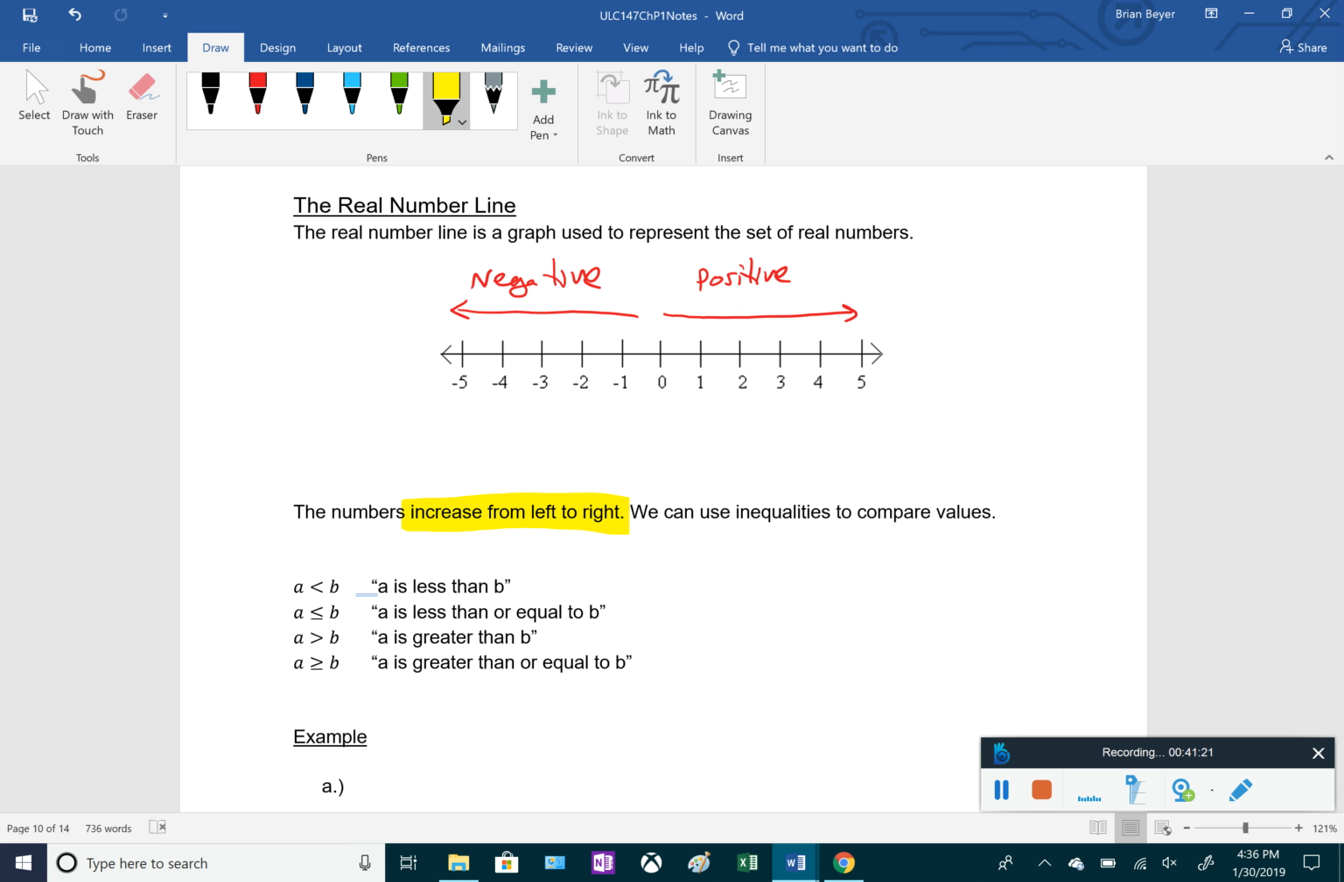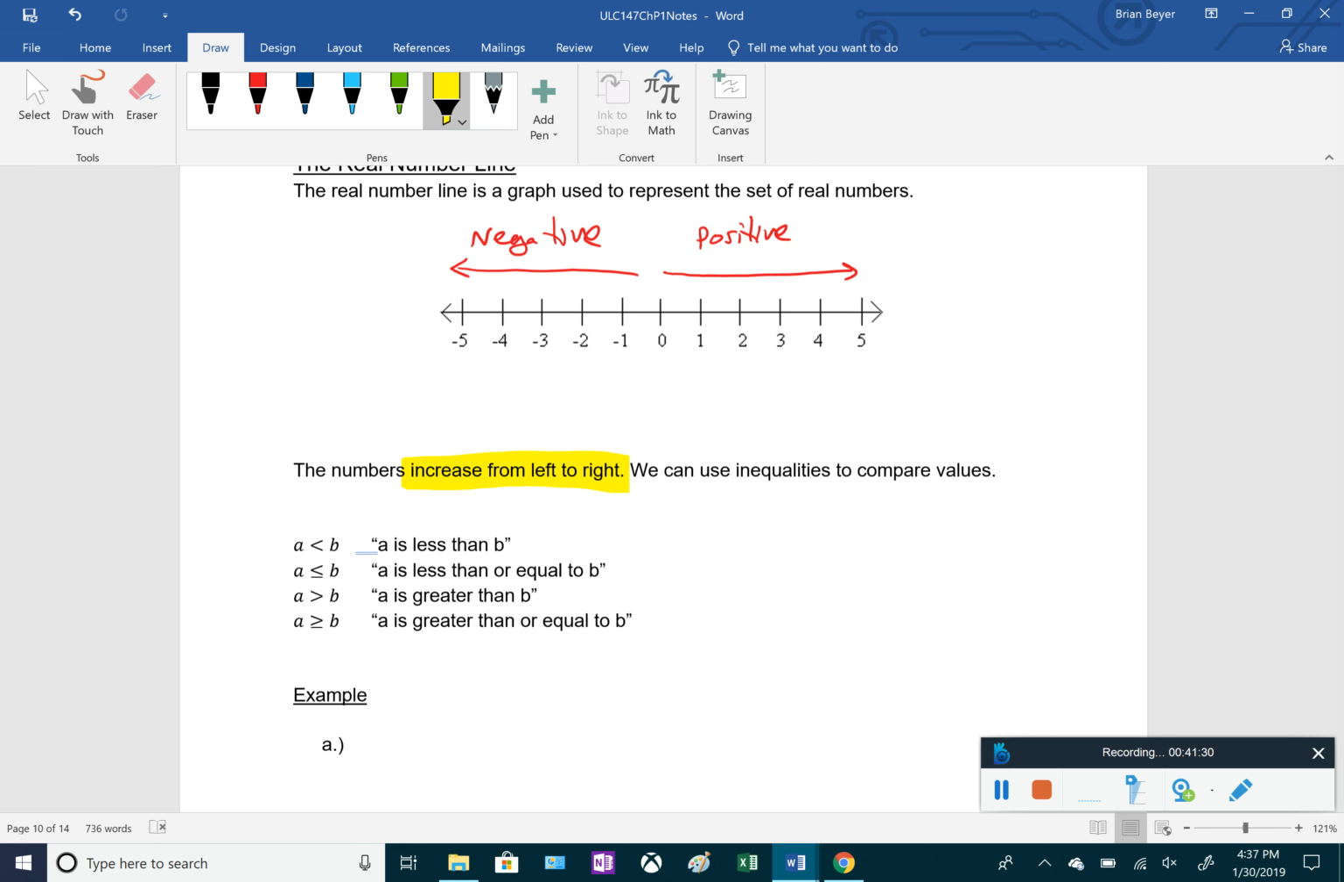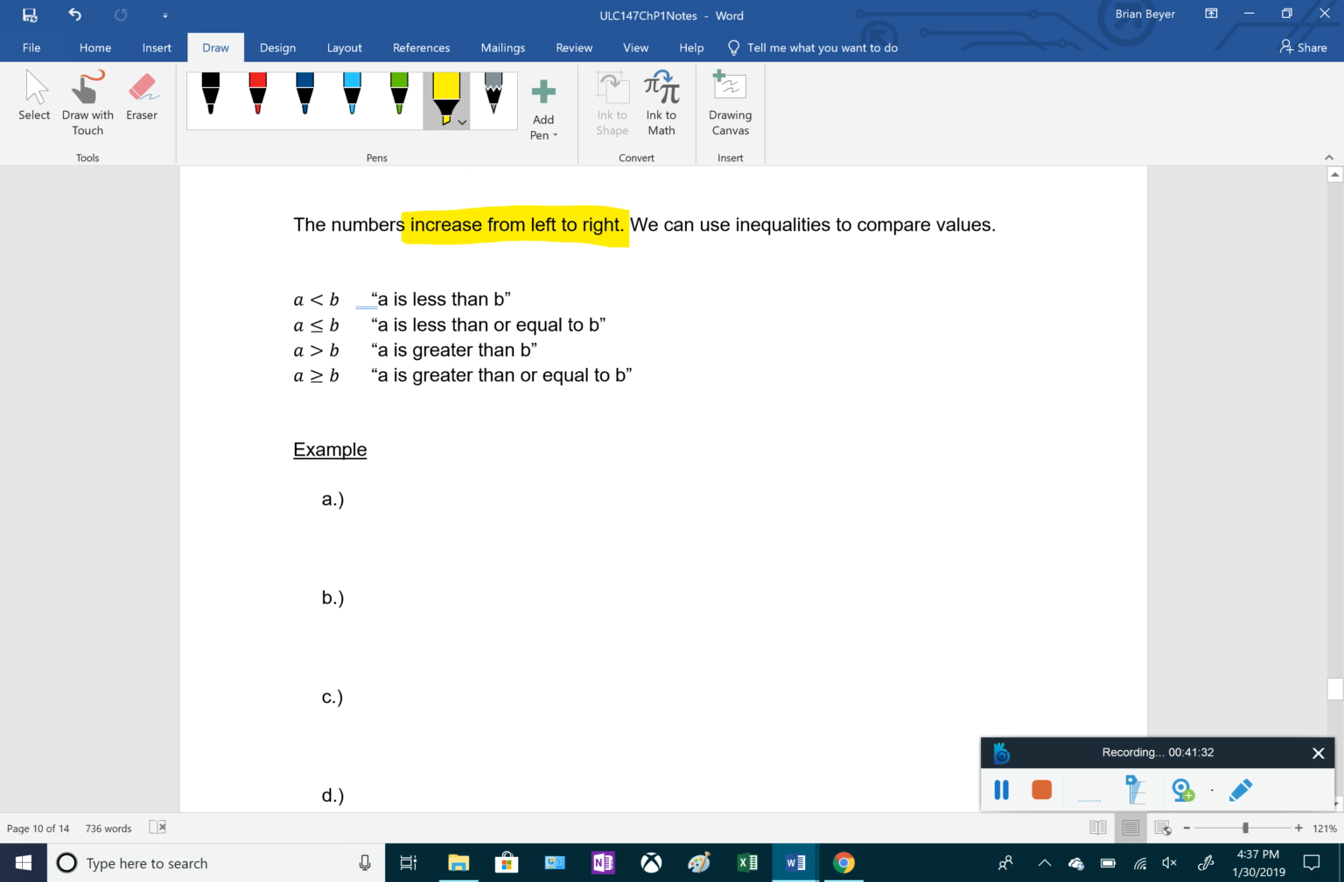So we can actually use inequalities to help us compare the values. The inequalities we have are less than, less than or equal to, greater than, and greater than or equal to. You can see right here, I have them listed out. The inequality sign opens up to the larger number. And if it's or equal to, we have one of the equal to slashes below it. So for the first one, A is less than B, and then A less than or equal to B, and then A greater than B, and A greater than or equal to B.